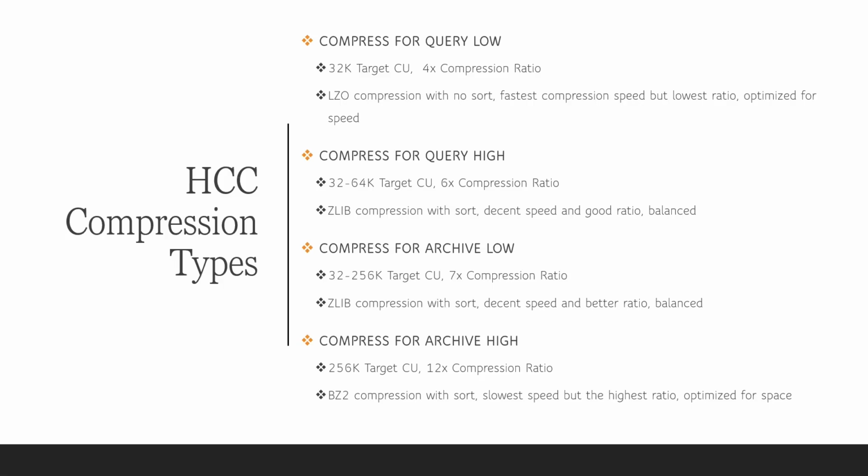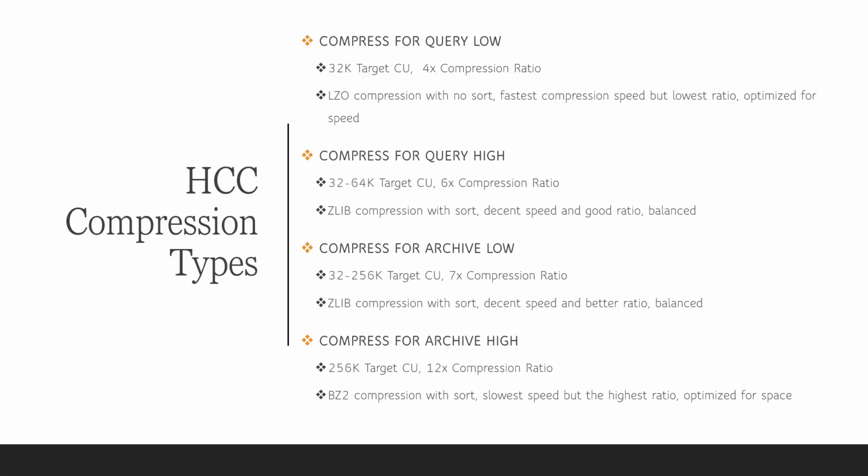It takes very little CPU for compress and decompress operations, so the best performance of the database is achieved. The second option is compress for query high, where we are targeting a 32 to 64 KB compression unit, which provides 6x compression ratio. The compression algorithm used is ZLIB, which provides decent performance as well as a higher compression ratio.